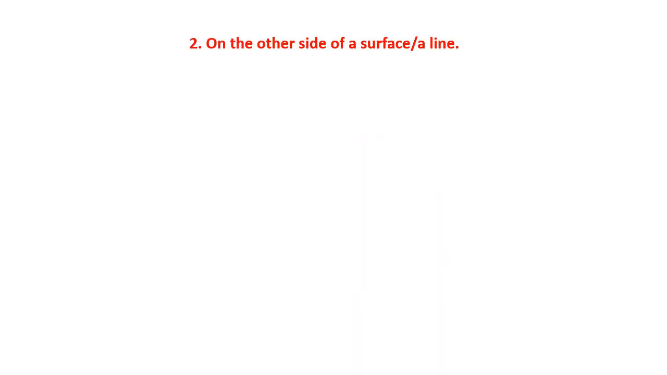Here is another meaning of across. Here the meaning is on the other side of a surface or a line. If you stand on one side of a surface or a line and look at the objects which are situated on the other side of the surface or line, then we make use of across.